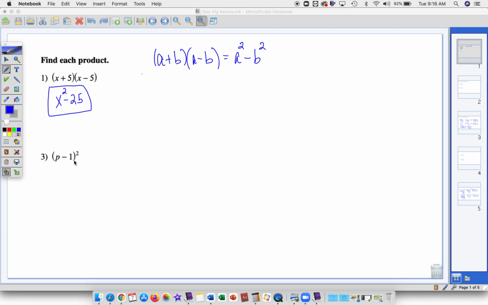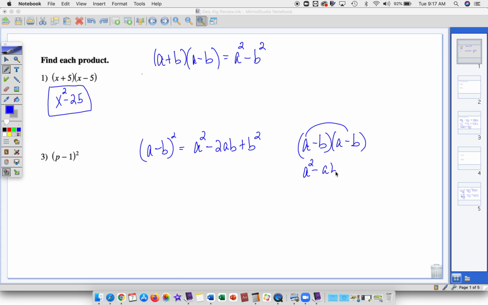If I have a binomial that I'm squaring, this is a different pattern. If I have a minus b quantity squared, that's equal to a squared minus 2ab plus b squared. Right? If I were to expand this, which you want to learn the shortcut, but if I do it the long way, then I would do FOIL, so first terms, outers are minus ab, inners are minus ab, and then the last terms are b squared. The inners and outers are the same, so I get twice their product.